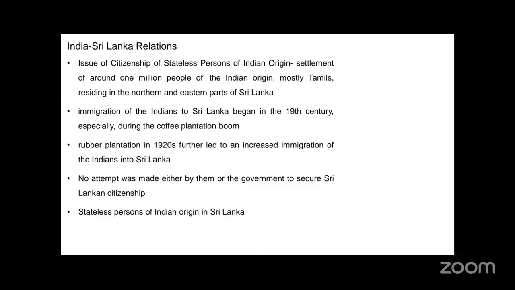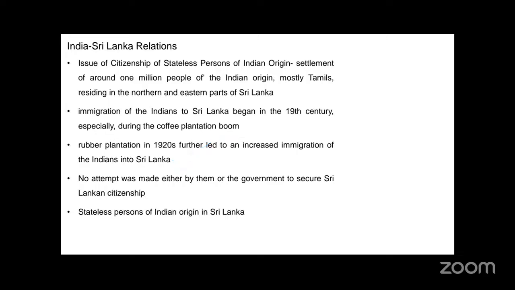Now why does Sri Lanka have over a million people of Indian origin? This is because Indians have been migrating to Sri Lanka since the 19th century. What for? They migrated due to the coffee plantation boom. They needed workers to work in these coffee fields. So Indian immigrants, like the Tamil people, have been going to Sri Lanka in search of work, mostly under British rule, right? And the rubber plantations in 1920 also further increased the immigration of Indians to Sri Lanka.